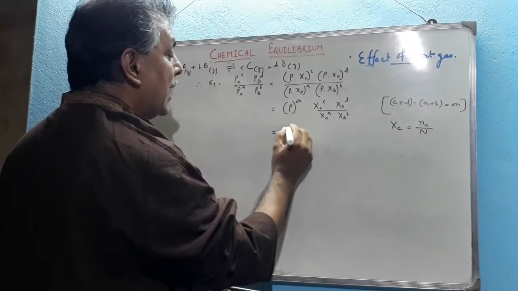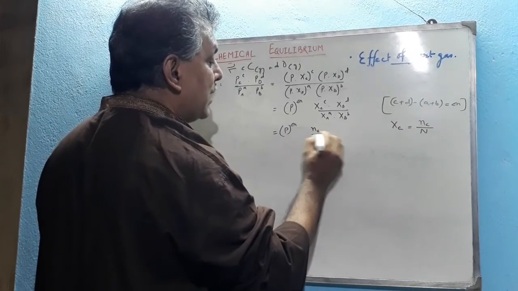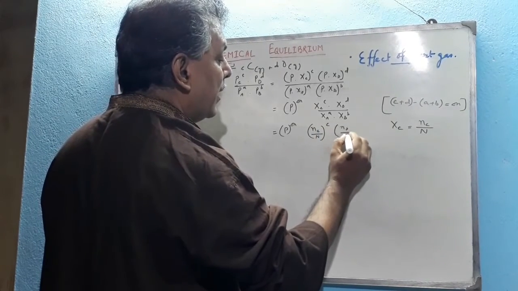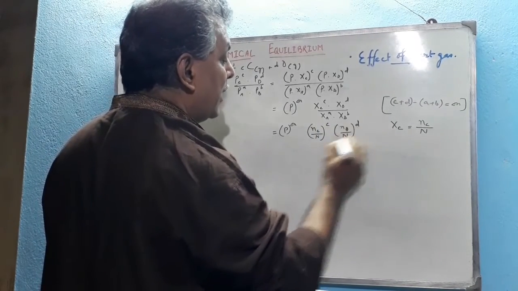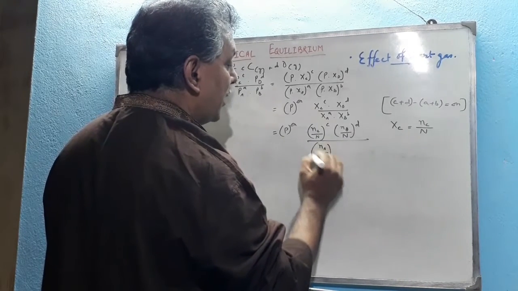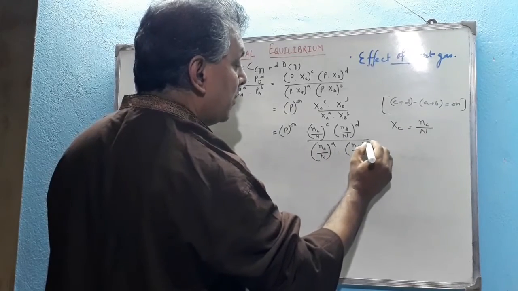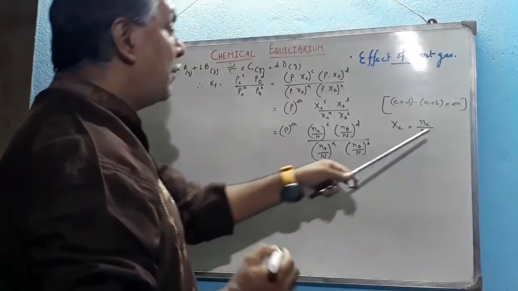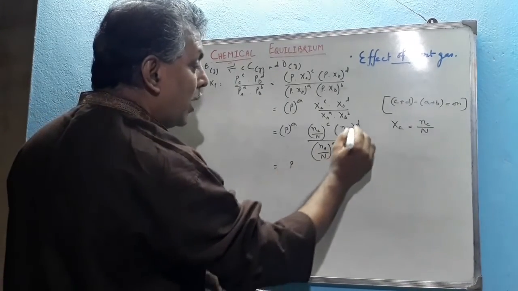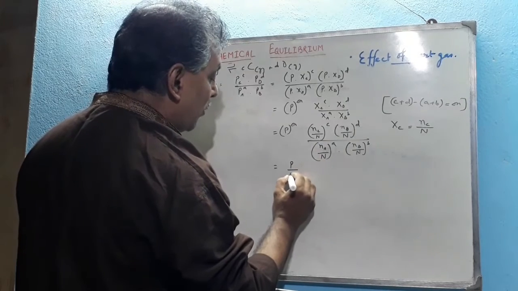So we can see that P to the power del N Xc, instead of Xc we can write Nc by N whole to the power C into Nd by N whole to the power D, whole divided by Na by capital N whole to the power A into Nb by capital N whole to the power B, because capital N is the total number of moles. So instead of this we can write 1 by N whole to the power capital N. So 1 by N whole to the power capital N will be taken out.